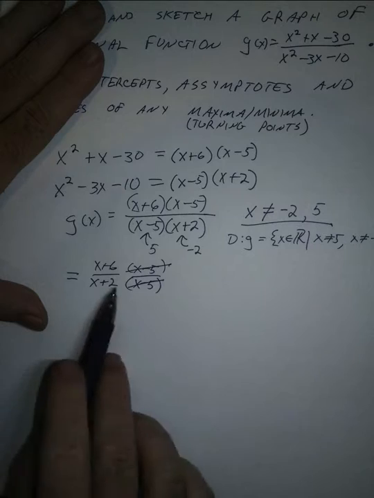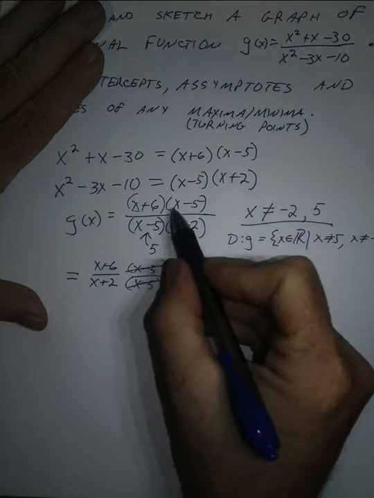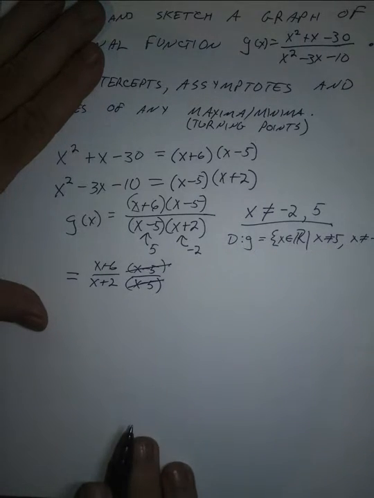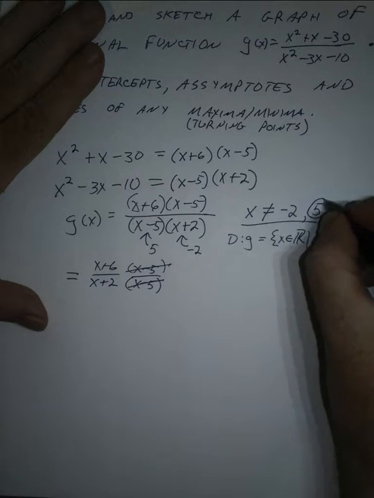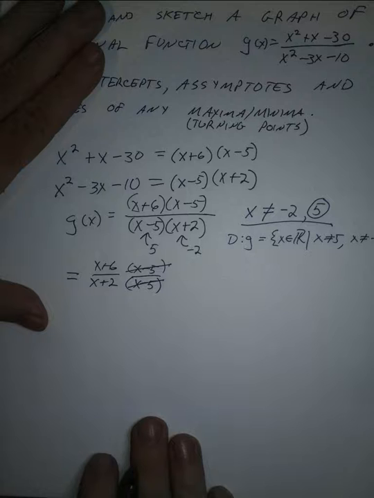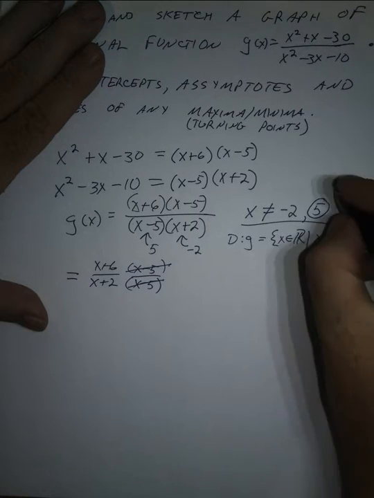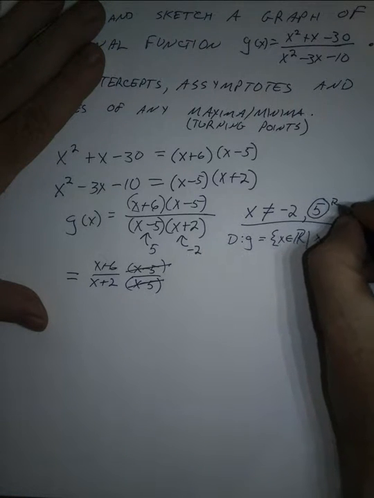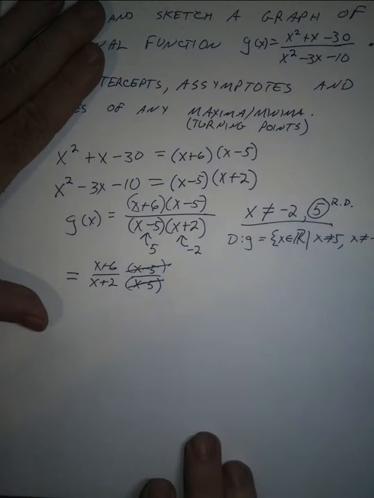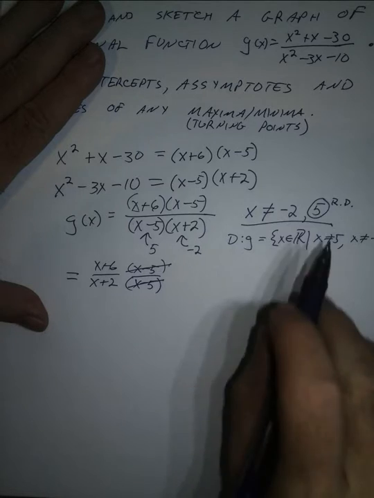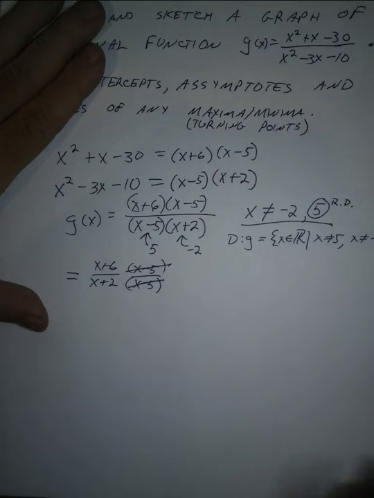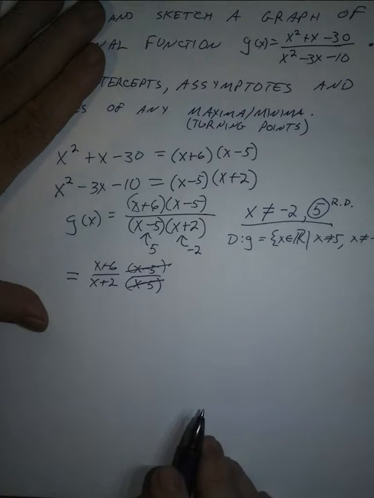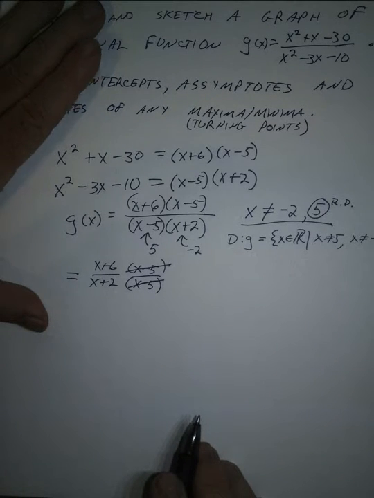Now, I did it here. Normally, if I was doing this, I would cancel the common factor once I listed the domain restriction. What that tells me is that when x equals 5, it is not going to be an asymptote. It's going to be a removable discontinuity. It's going to be a hole poked in my graph. So I'll want to analyze that particular value. I'm going to plug 5 in to this and find the hole. So we'll definitely want to plot that particular discontinuity.